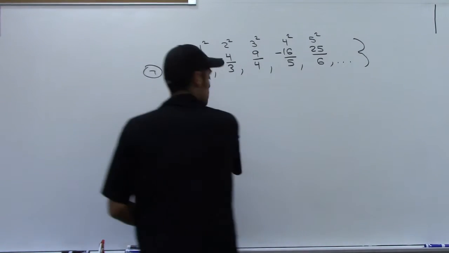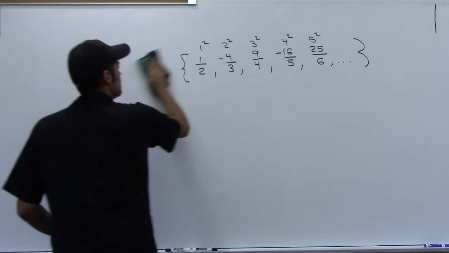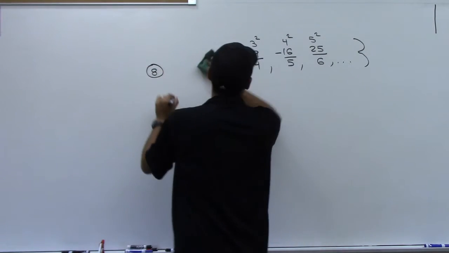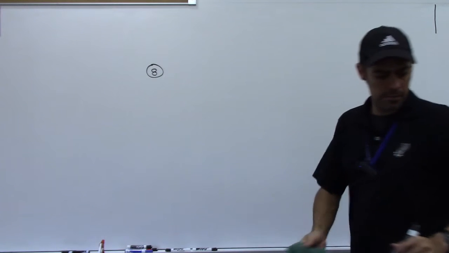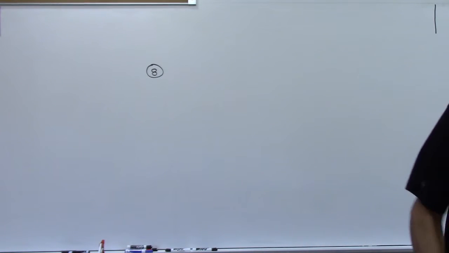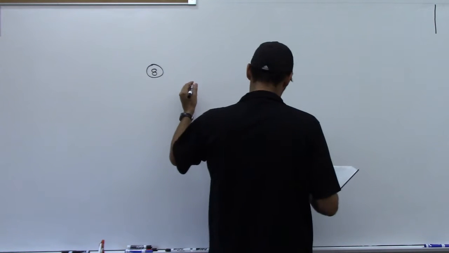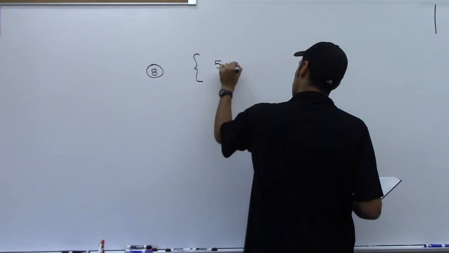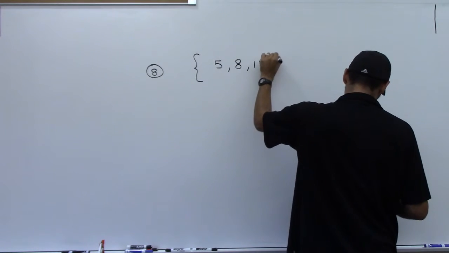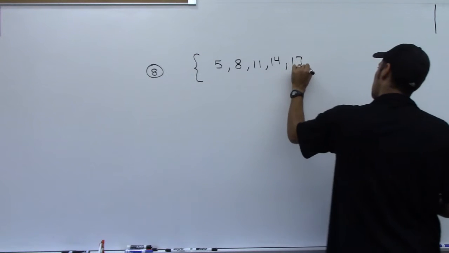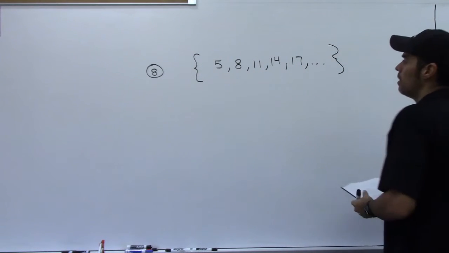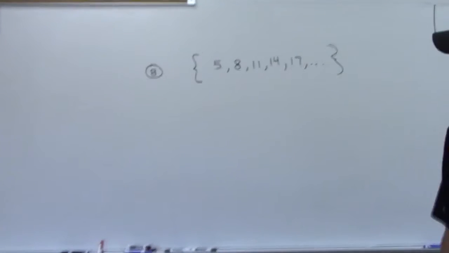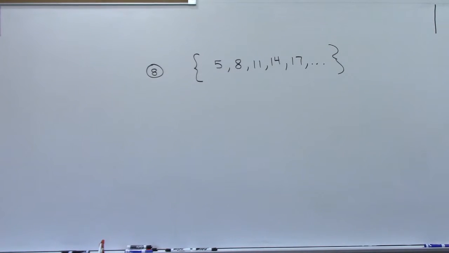Okay, what are we on? Number 8. 5, 8, 11, 14, 17, and so on. So what's going on here? Notice that each of these, it's just going up by 3 each time. Just keeps on going up by 3.